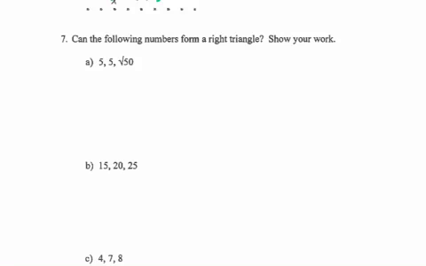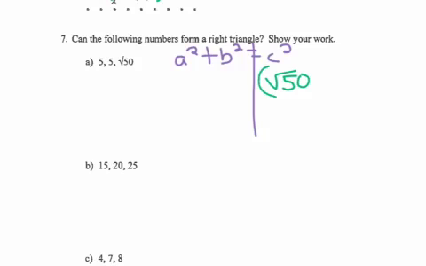Can the following form a right triangle? Remember, you're just going to plug it into the formula: A squared plus B squared equals C squared. C, remember, is my largest value, and it's usually the last one, which in this case is the square root of 50. So over here I have to take the square root of 50 squared. On my right hand side I'm going to plug in my other values, 5 squared plus 5 squared. So 5 squared plus 5 squared gives you 50.